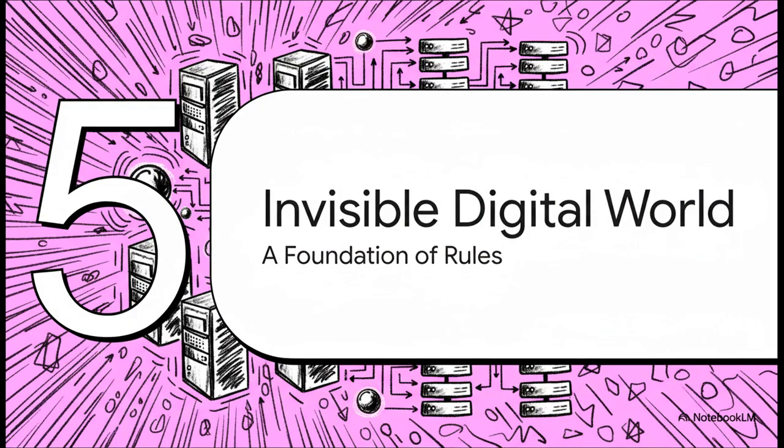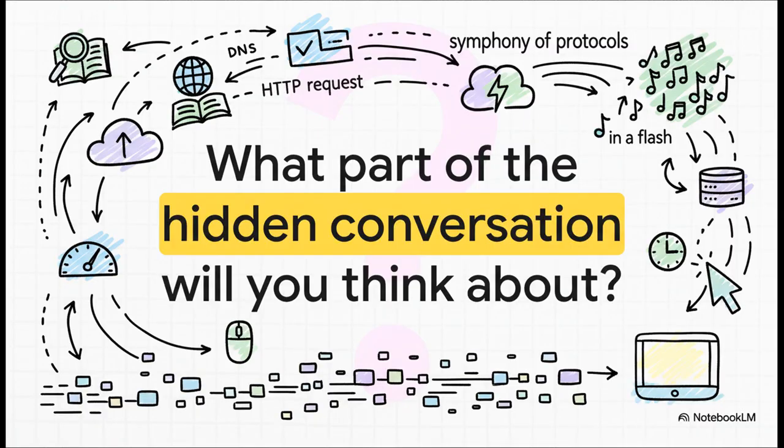So, when we pull it all together, what we see is that the internet isn't magic. Our smooth, seamless experience is built on this invisible foundation of rules, these protocols, all working in perfect concert at speeds we can barely even comprehend. It really is like a symphony. Every click, every email, every download kicks off this incredible performance of protocols. You've got the DNS lookup, the HTTP request, the type of connection, all playing their part. So the next time you click a link and that page just appears, what part of that hidden conversation are you going to think about?